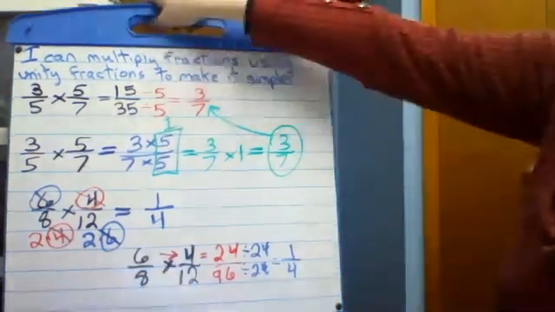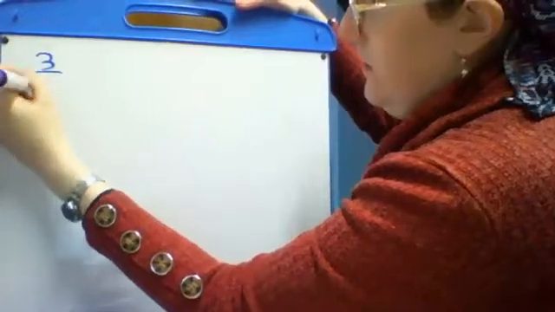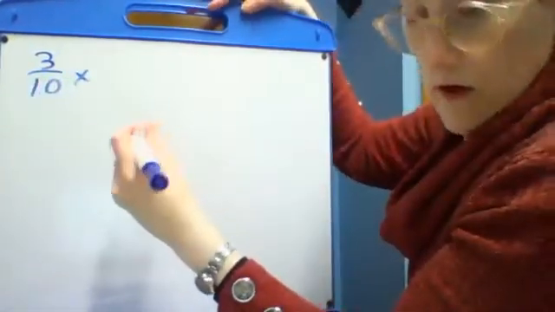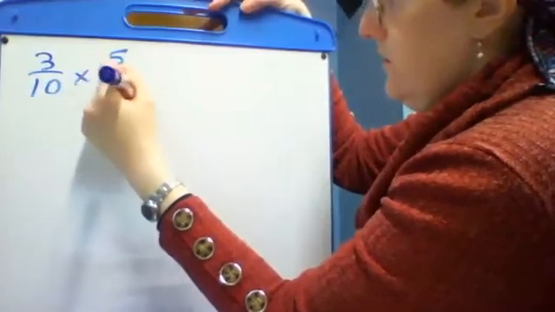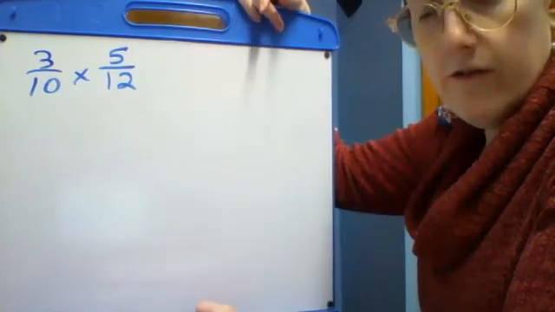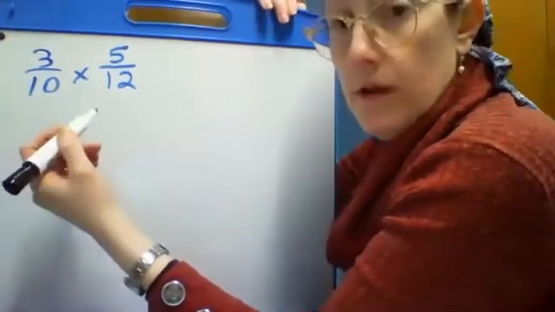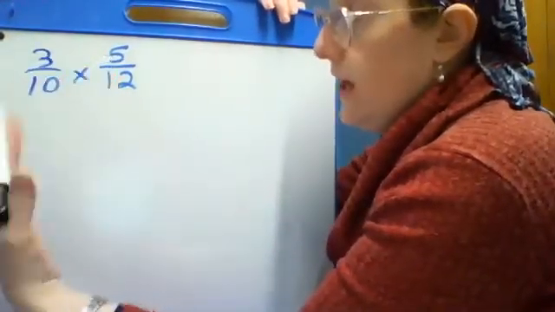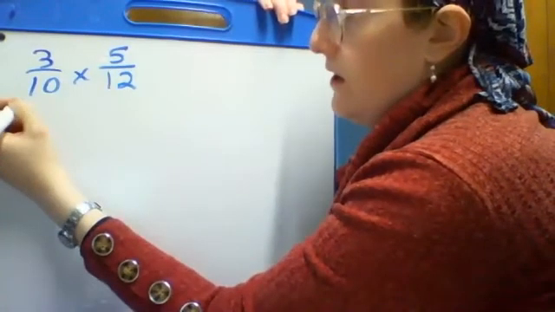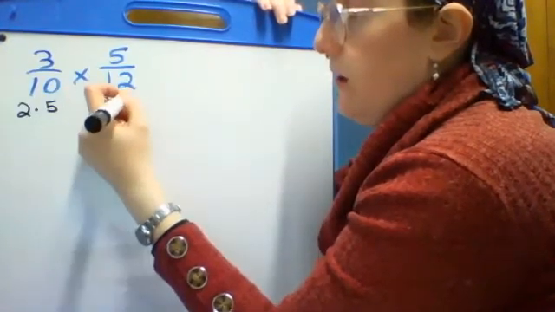Let's try another few. Let's try this one. 3/10 times 5/12. So right now, before I do anything, I want you to think, where are you going to find a unity fraction? Well, hopefully, you're looking at your simple numbers. I have a 3 there and I have a 5 here. Can I get a 3 or a 5? Oh, I really can, because a 10 is 2 times 5 and a 12 is 3 times 4.